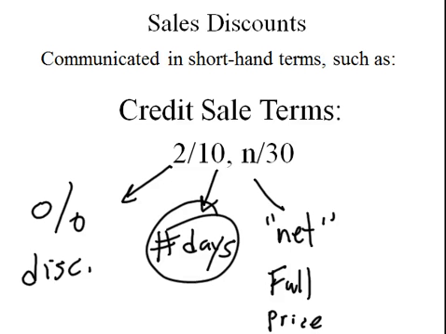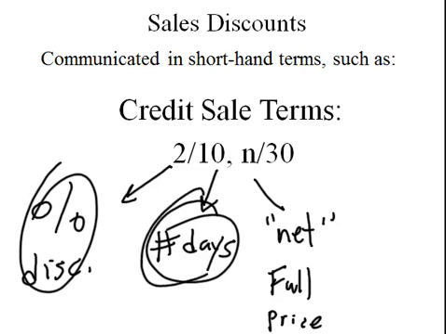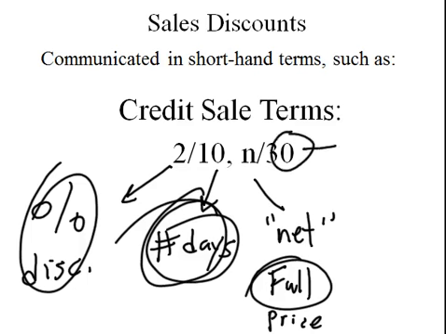So the 2/10, net 30 will communicate a 2% discount if payment is made within 10 days of the date of the sale. If not, we're expecting full payment and we're requesting that to be made within 30 days.